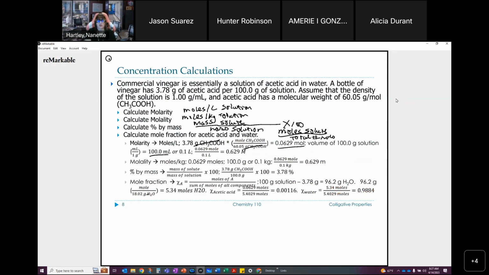Again, for me, this is all about what are the units that I need. So moles per liter for molarity, moles per kilogram for molality, mass of the solute over the mass of the solution for percent by mass, and the mole fraction is going to be the moles of the solute over the total number of moles. When we consider that mole fraction, we need to remember that we have to take out the mass of my solute from the mass of the solution that we have.